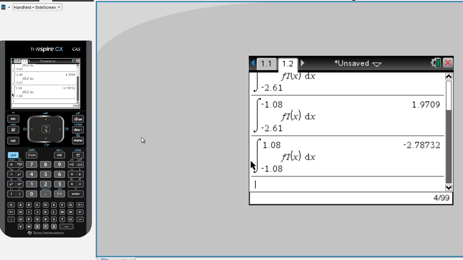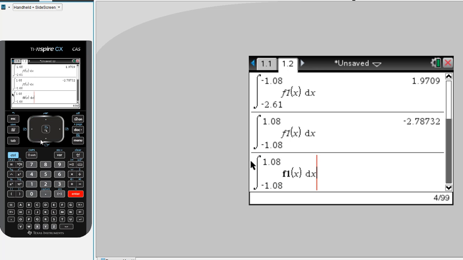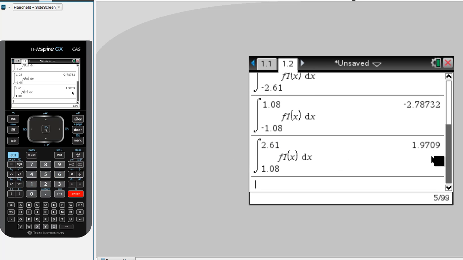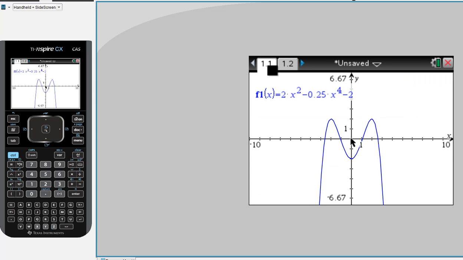And then the last part would be just pressing enter to copy this. It will be from 1.08 to 2.61. So 1.97. Okay. And of course, same as this one. So we have three different parts. This area, this area, this area.